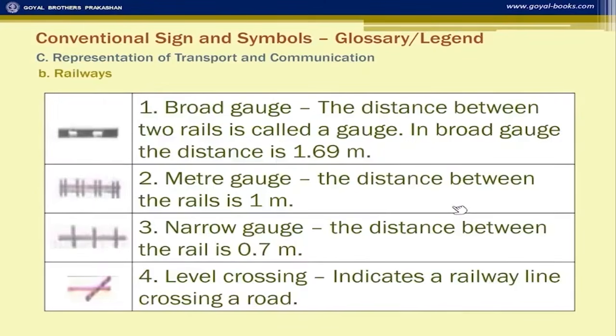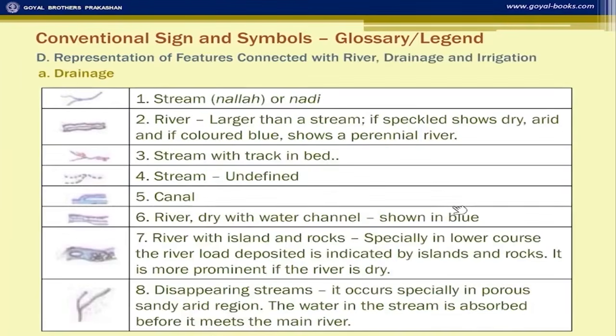Then in the railways, rarely you will see in the survey sheet the railway gauge, that is broad gauge, meter gauge, narrow gauge and level crossing given in the survey sheet. River features are very important because most of the questions are based on the different features connected with the river. Now, suppose there is a dry river that is shown in black. The perennial type of river will be shown with water in it in blue.